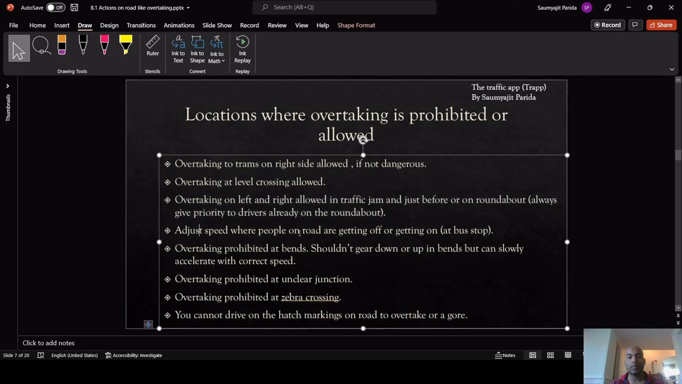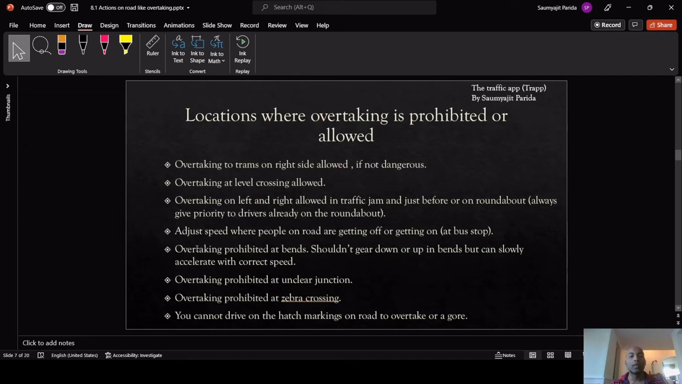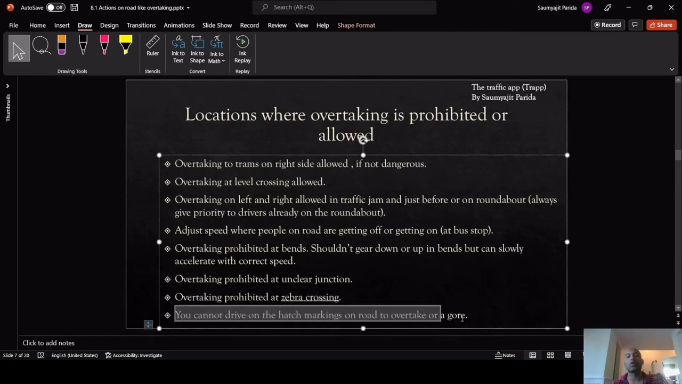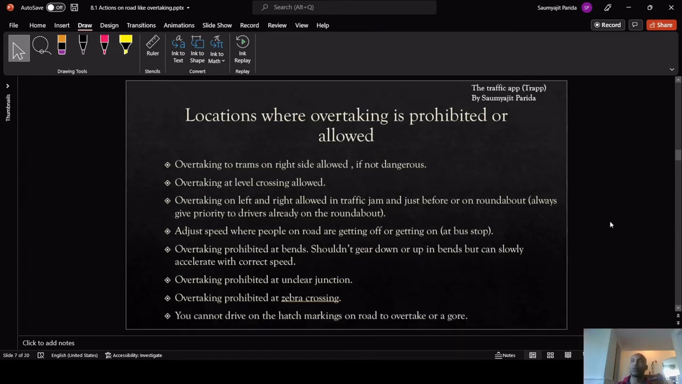Adjust speed when people on the road are getting off or getting on at a bus stop. Overtaking is prohibited at bends. Overtaking is prohibited at an unclear junction for safety reasons. Overtaking is prohibited at a zebra crossing because pedestrians are crossing. You cannot drive on the hatch markings on the road to overtake. So we learned where we can overtake and where we cannot. Just go through it. One question could be expected from this part.